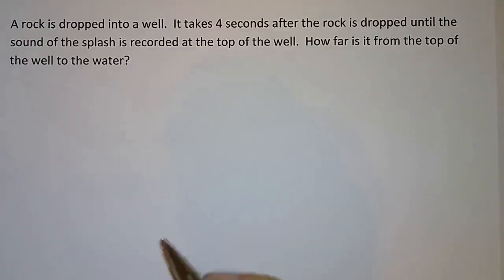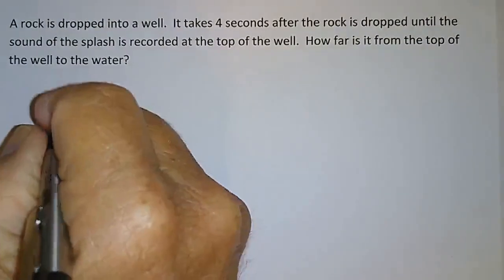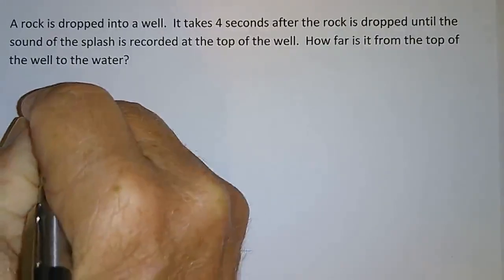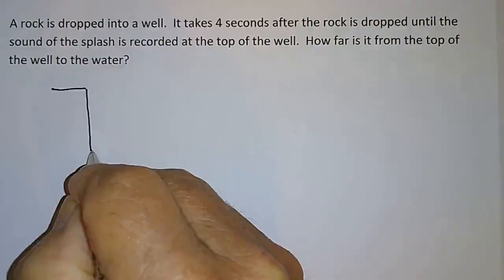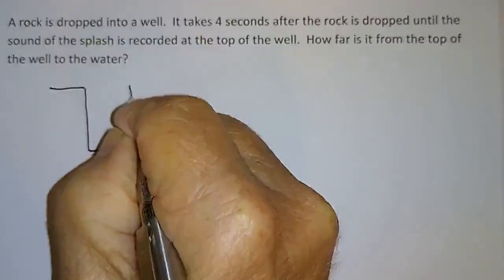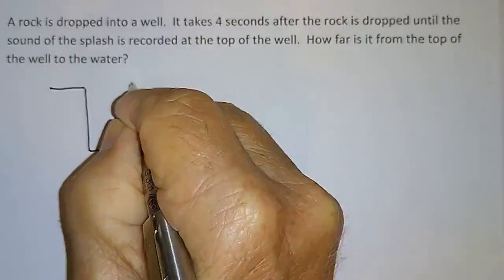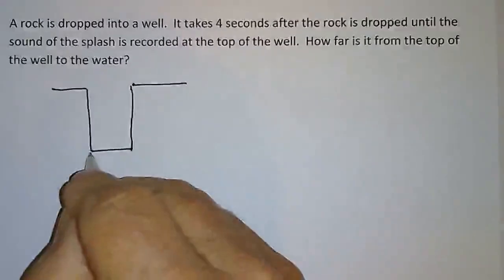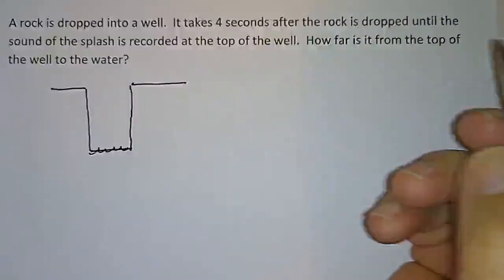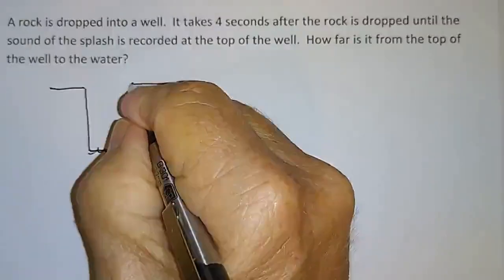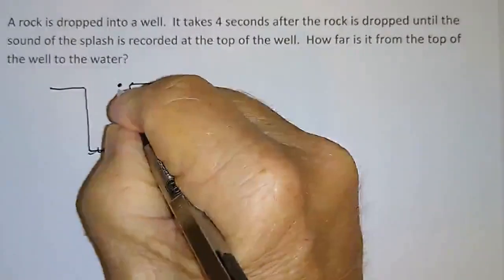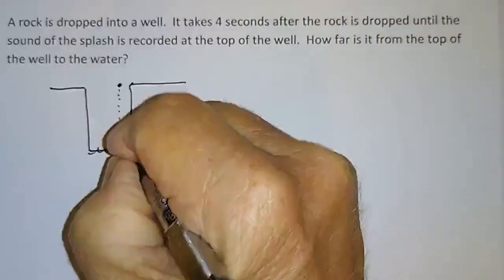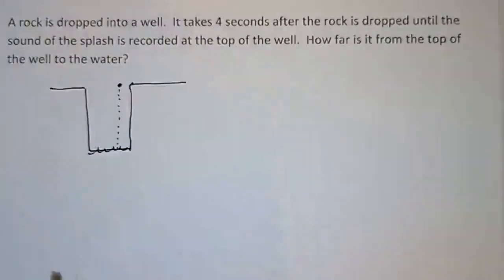Okay, well, let's just draw a little picture here of the well. Let's say here's what the well looks like. And I'm going to put some water here at the bottom of the well. And let's say that the rock starts out right here, is released, and falls down to hit the water.